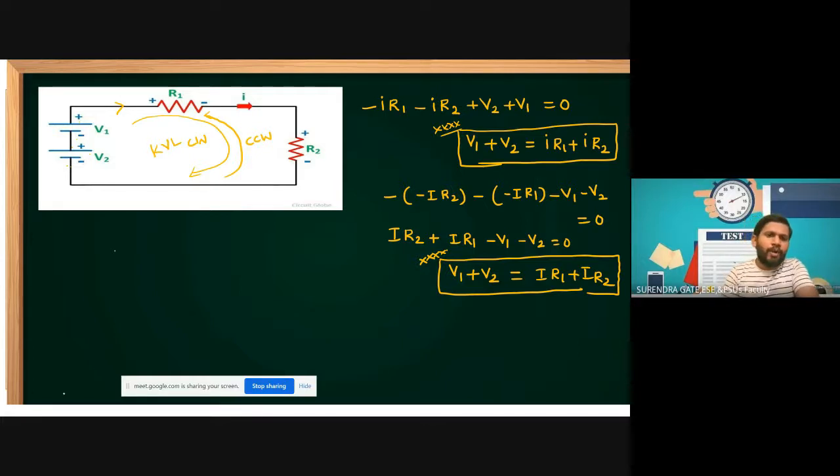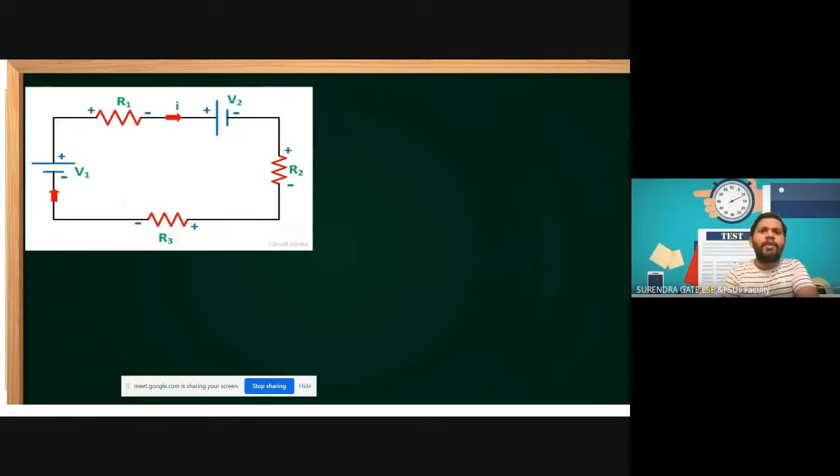Students, one more circuit I am giving here. Can you apply the KVL in this loop? Please go through. Apply the KVL in this loop. I am giving these circuits just for clear understanding. I will explain solving of the problems also in detail. Yes, this minimum knowledge is required.